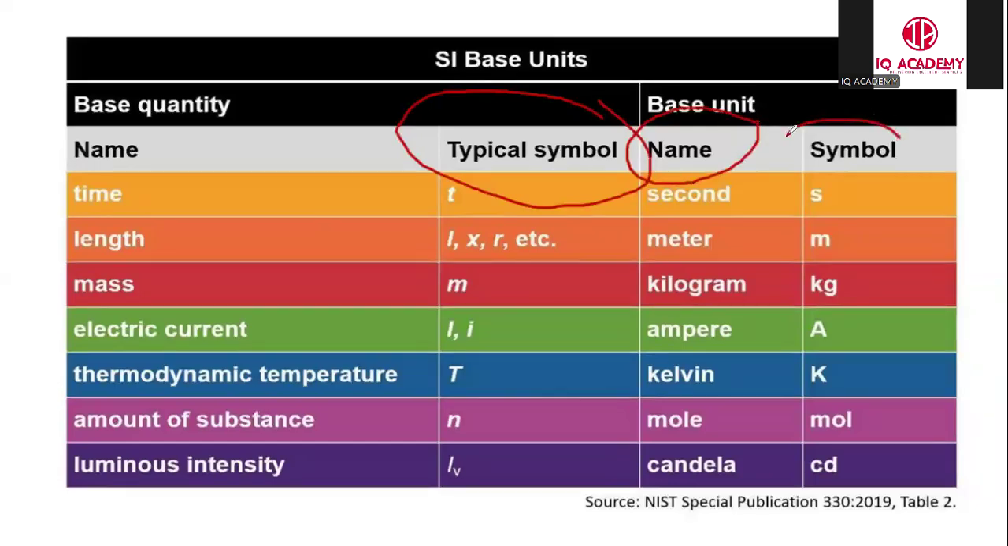And then you're supposed to know the symbol again. So this is a typical symbol. And here, you're supposed to know the symbol of the unit that you have here. So we have 7 base units.